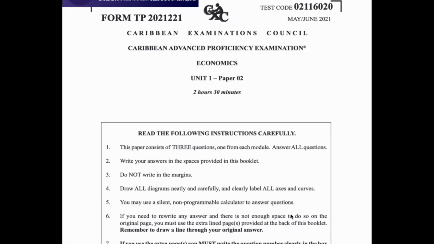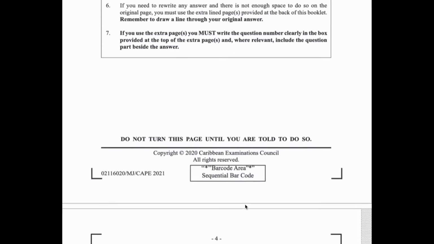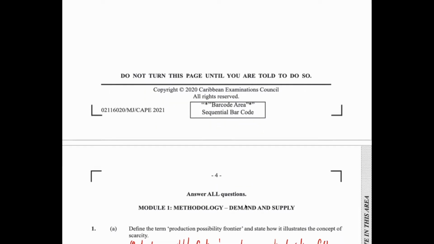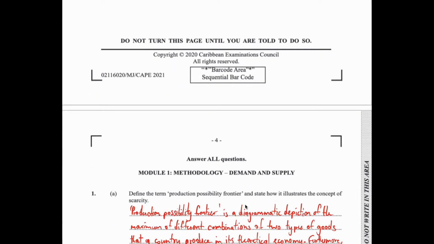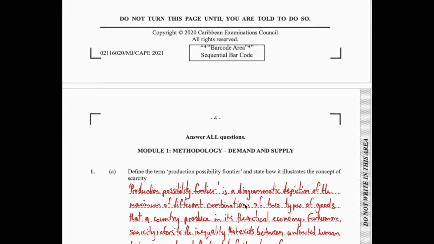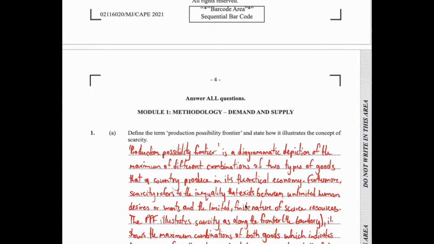Okay, so right now we have a CAPE Economics paper, Paper 2, Unit 1, and this is year 2021. Let's begin. So, the first question says to define the term production possibility frontier and state how it illustrates the concept of scarcity.